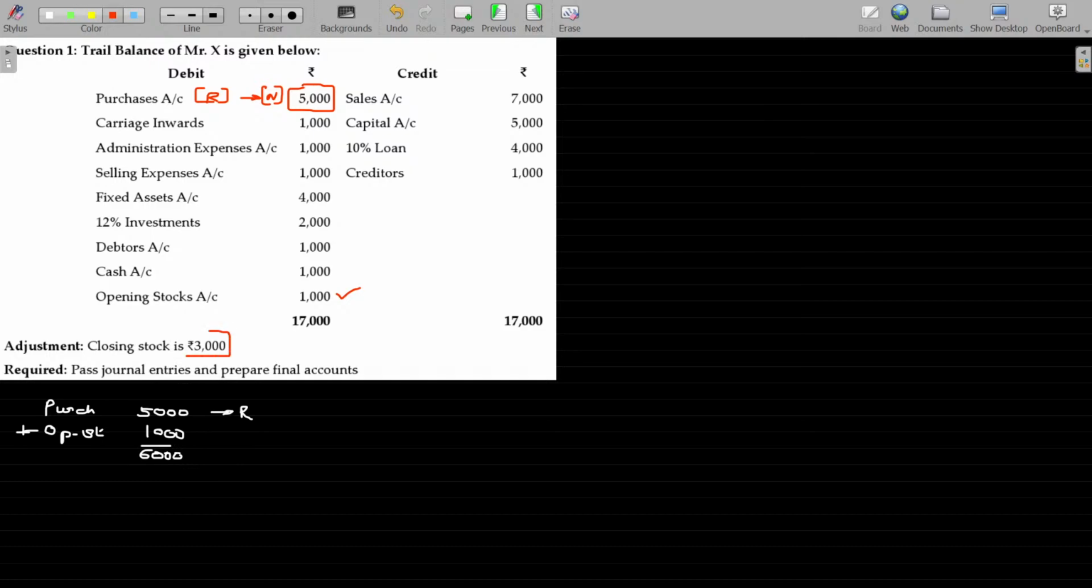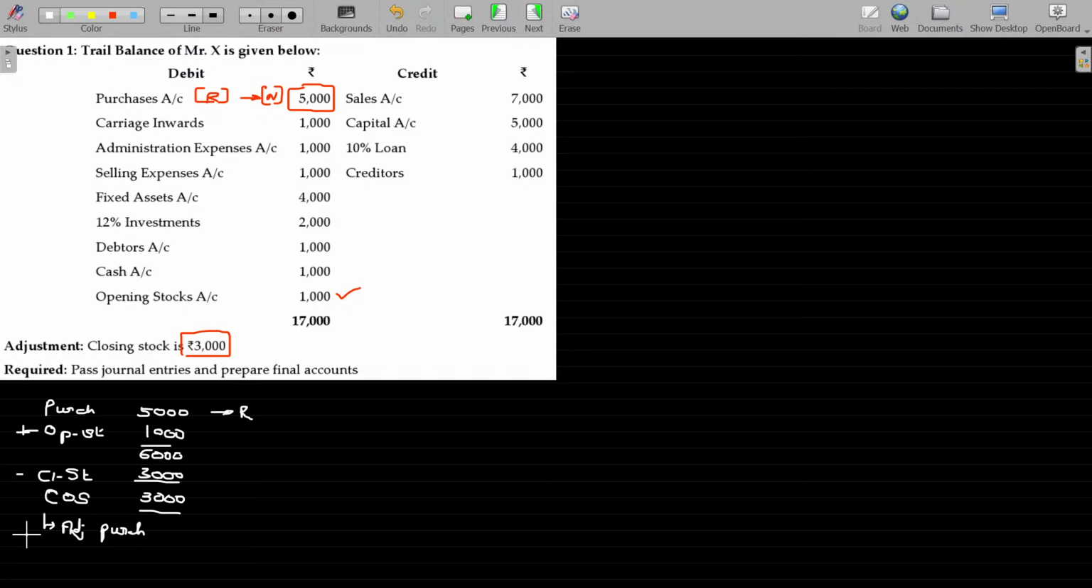And in the year end, we have 3,000 rupees worth of stock unsold in our godown. What does it mean? Minus closing stock. The balance 3,000 rupees is nothing but sale. Sale of purchased item. Okay. This is named as cost of sales. Otherwise, this is named as adjusted purchases.